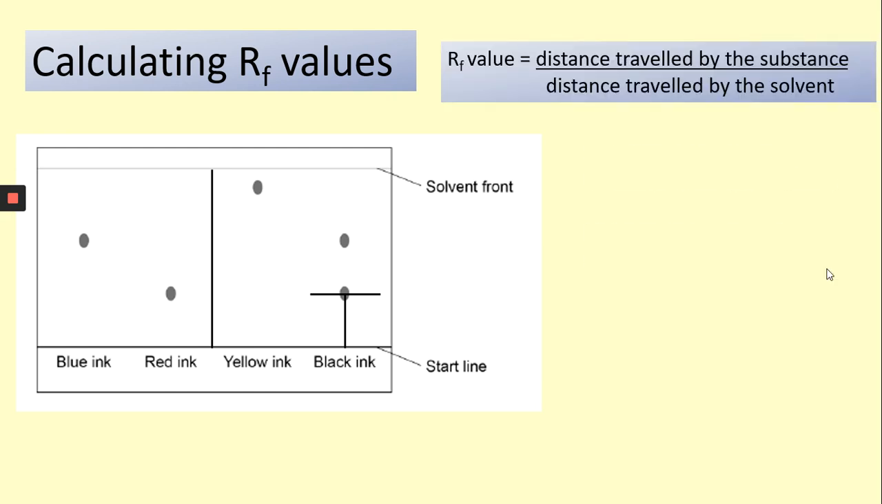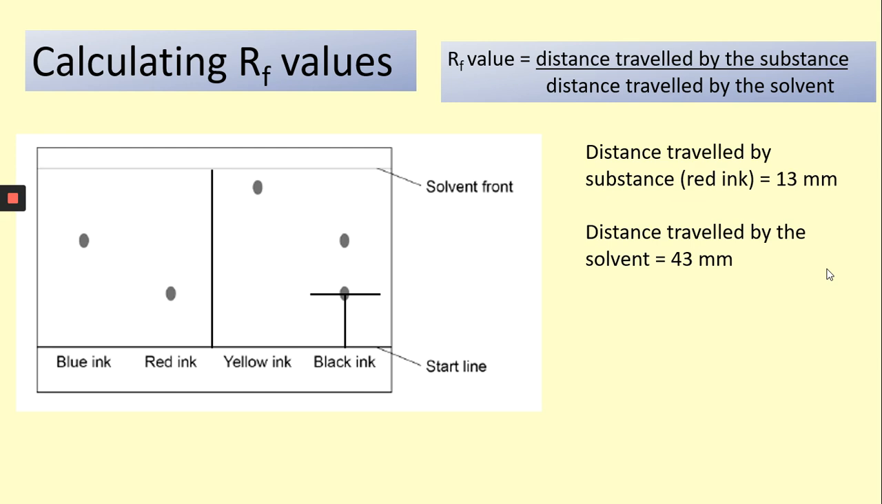So let's have a look at this. So we could say that the red ink moved 13 millimeters and the solvent travelled 43 millimetres up the paper. So if we use that calculation, RF value equals distance travelled by the substance divided by distance travelled by the solvent. We would plug those numbers in, so we'd have 13 over 43, and we'd come out with an answer of 0.30.